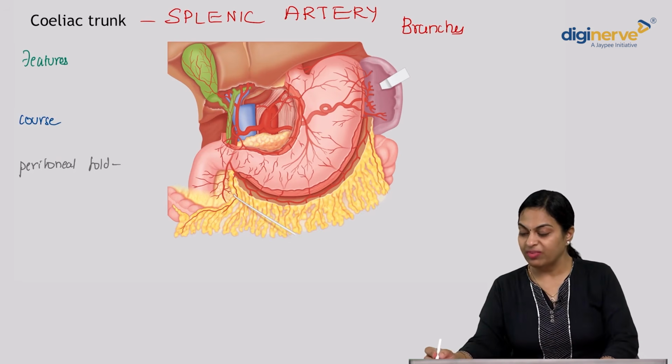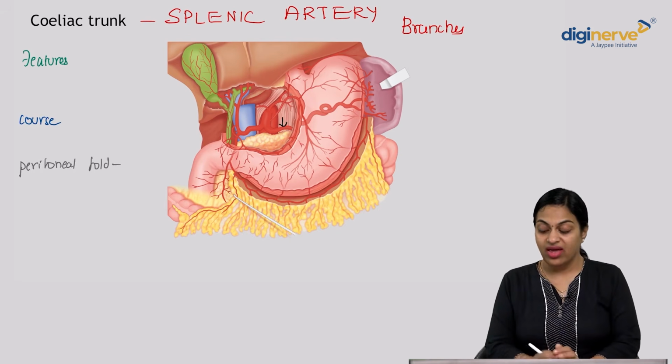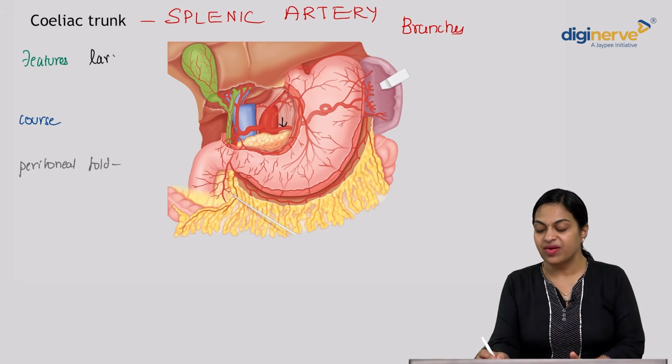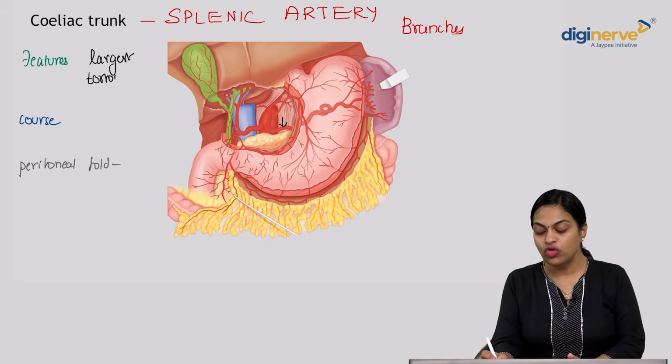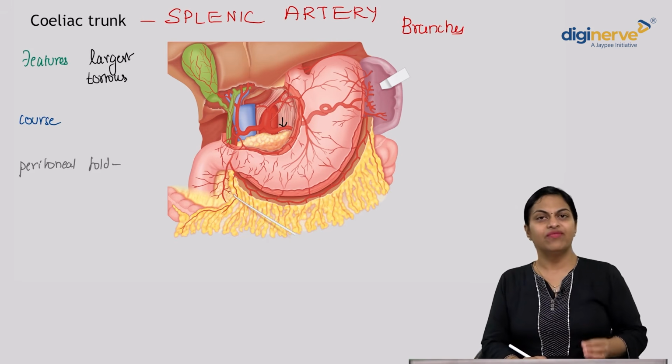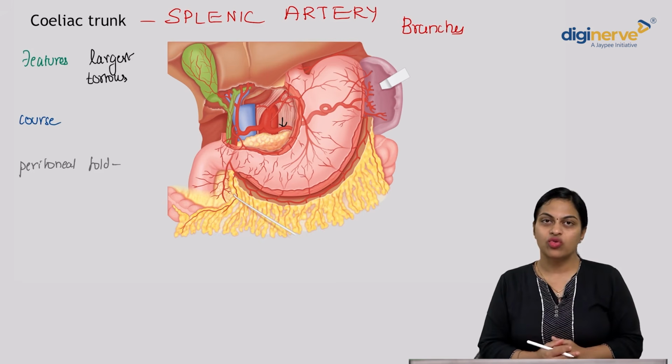Now moving on to the splenic artery. As I told you, this is easier to identify in the cadaver. It is the largest branch of the celiac trunk. It has a tortuous course. There are very few arteries in the entire human body which have a tortuous course.